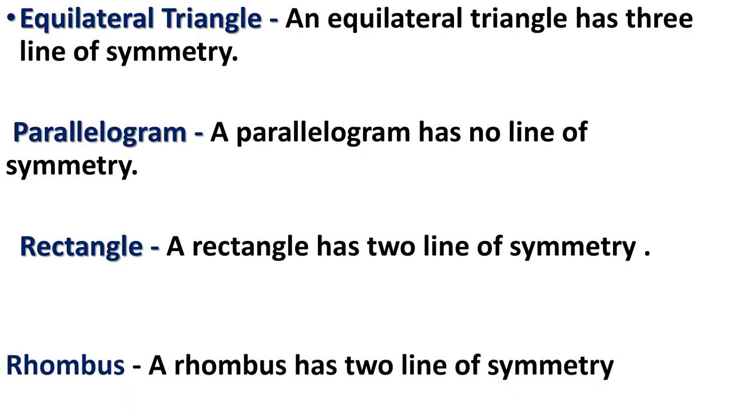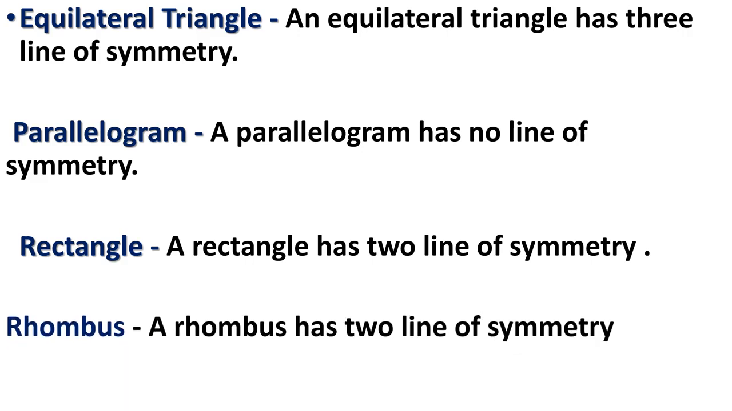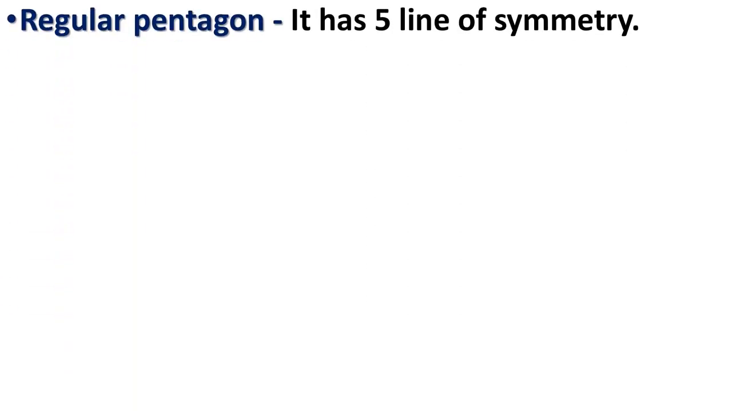Next is rhombus. A rhombus has two lines of symmetry. Same, by joining the opposite vertices, we can get the lines of symmetry of the rhombus. And how we get the lines of symmetry in a rectangle? By joining the midpoints of the opposite sides.